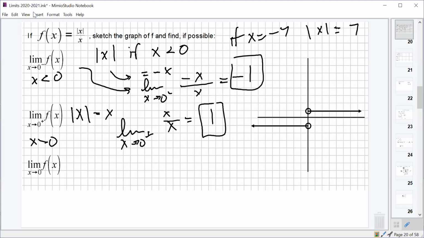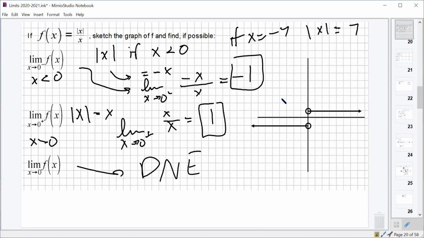Hopefully that helps. You should be able to apply that same idea to the ones on that assignment that I gave you guys. And since those aren't the same, according to our rule from the other day, the limit doesn't exist. Sound good?